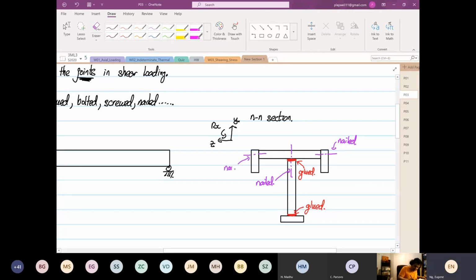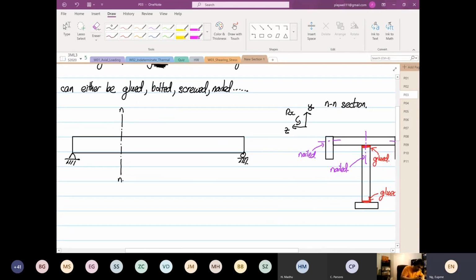And when we nail anything, we have to know a certain spacing. So the distance from here to here, I call it S. S is the spacing of the fastener. It can be bolted, screwed, or nailed.